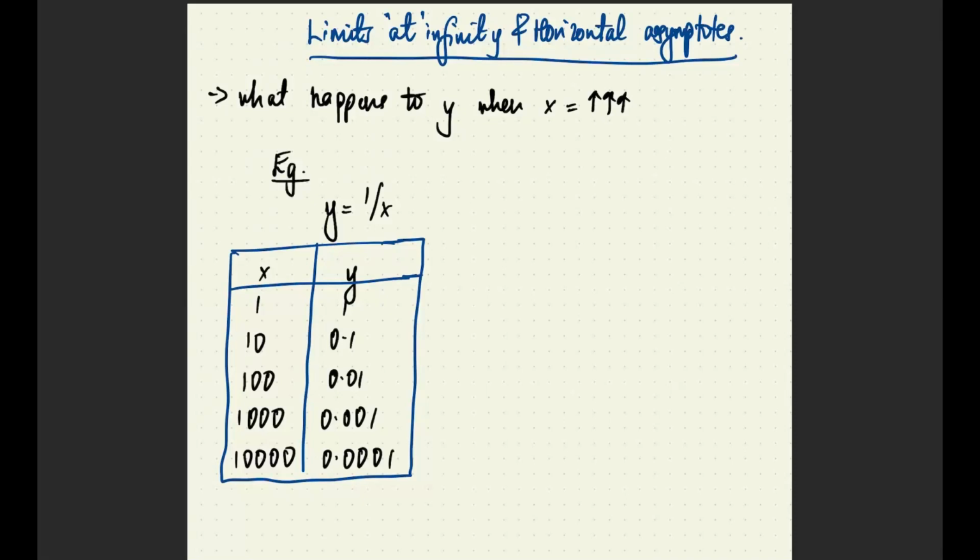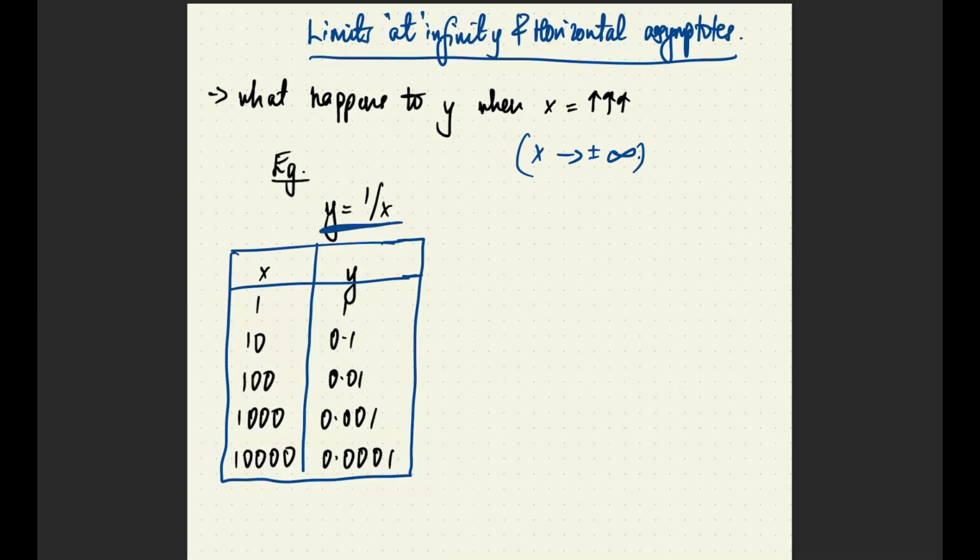Hey everyone, in this video we'll be talking about limits at infinity and horizontal asymptotes. The whole idea around this video is what happens to the y value when x is becoming sufficiently larger and larger. In other terms, what happens to the y value when x tends to approach positive or negative infinity.